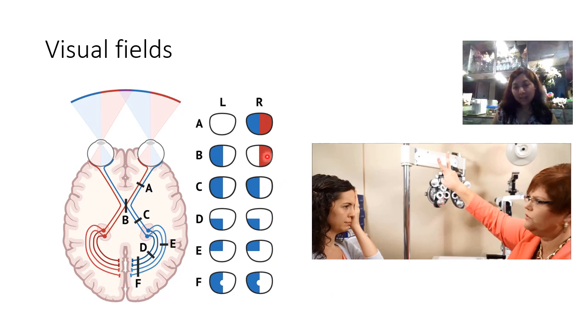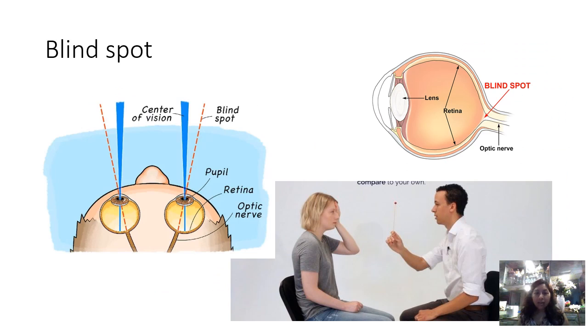Okay, and how do you assess this clinically? Like this. You sit about an arm's length from your patient, and you hold your hands out and you kind of test how much they can see in the different visual fields. And we'll show you how to do this in the class. Okay, and then the one other thing that we want you to see is the blind spot.